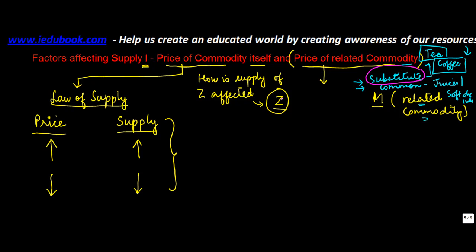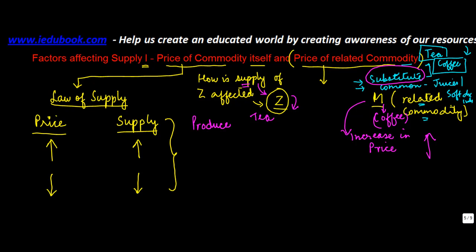Now what happens is that insofar as Z is concerned, let's say Z is tea and M represents coffee. So let's say the price of M increases. How is this going to affect the supply of Z? Now we are talking about the supply side, so what we are concerned about is the producer or the seller of goods, right?